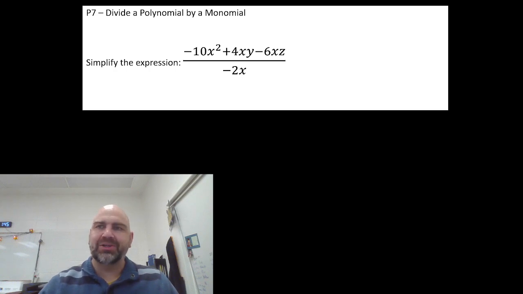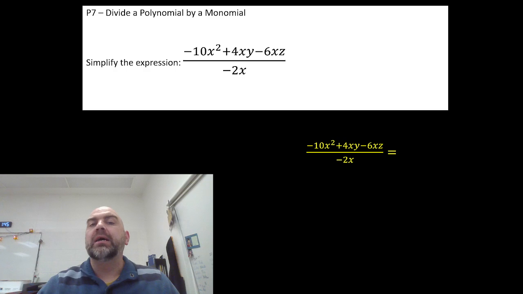All right, let's take a look and see how we did. Same as the previous one, we are dividing each term on top by the term below. So we're going to divide each coefficient by -2, and we're going to take one x out of each of those terms. We're just going to take an x out and leave the other ones there.